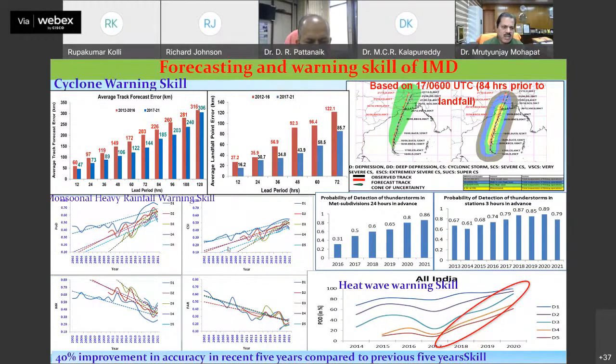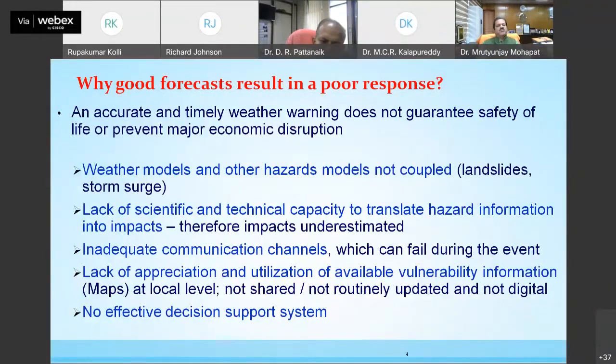You can also find monsoonal heavy rainfall. We stand now at about 75% accuracy at 24 hours ahead, and 60% accuracy 5 days ahead, in predicting the occurrence of heavy rainfall. Similarly for thunderstorms, we can predict them with about 85% POD one day ahead, and also 3 hours ahead on the nowcasting scale. So when we have such good forecast accuracy, still we find that the loss of property continues. So now the question is, why does a good forecast result in poor response?